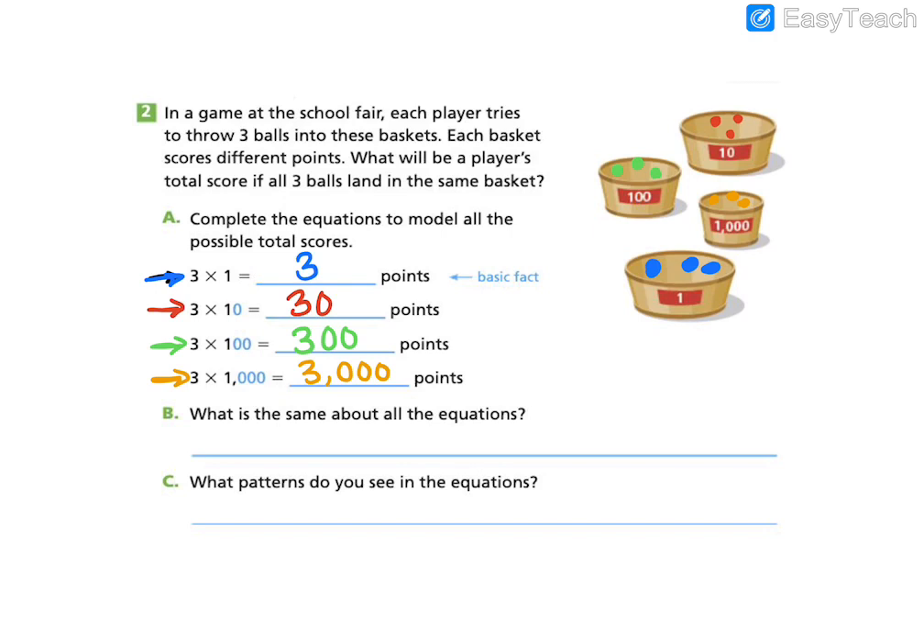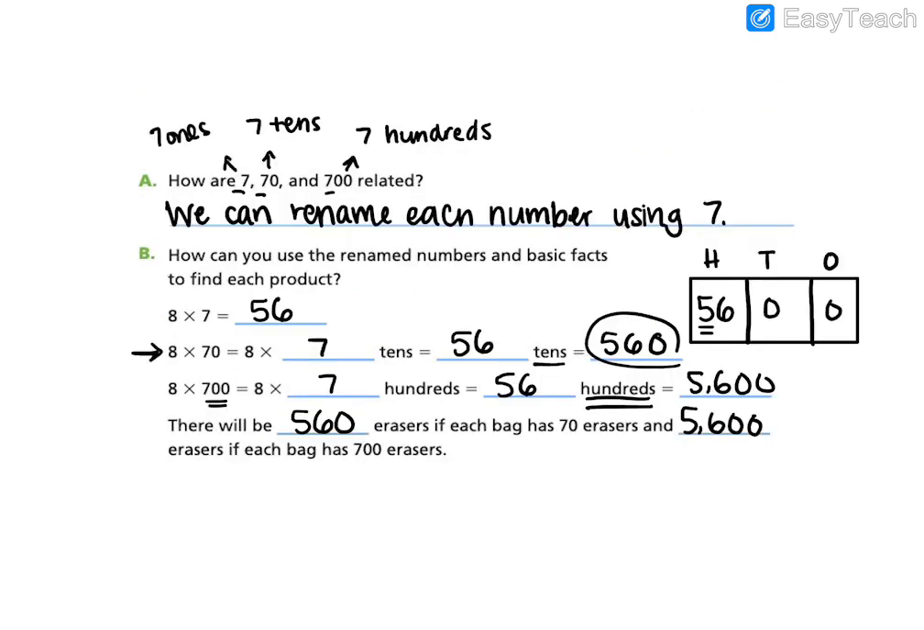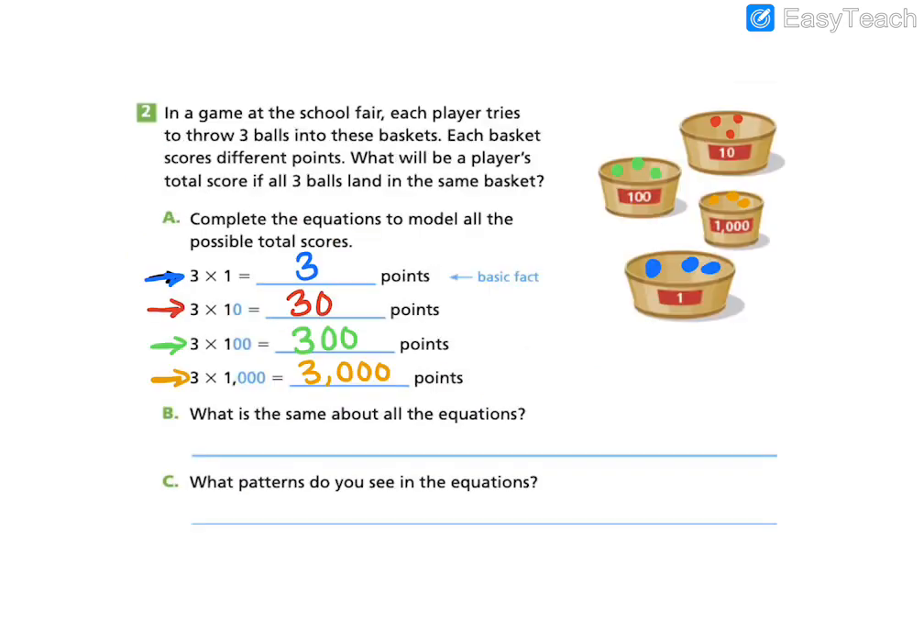So then letter B is asking us what's the same about all of these equations. We want to think back to where it asked us how these numbers were related. Right? So what is the same? Do we see something that's related within this? In order to solve each of these equations, we used the basic fact of 3 times 1. So we can say they all use the fact that 3 times 1 is equal to 3.